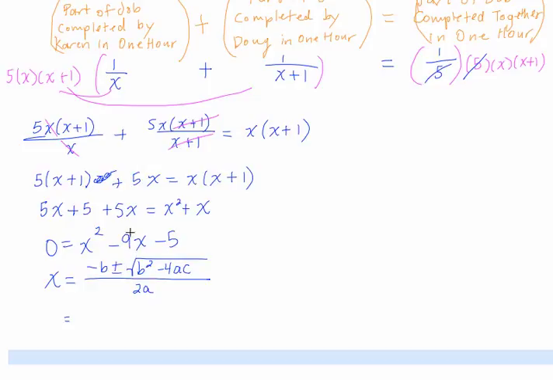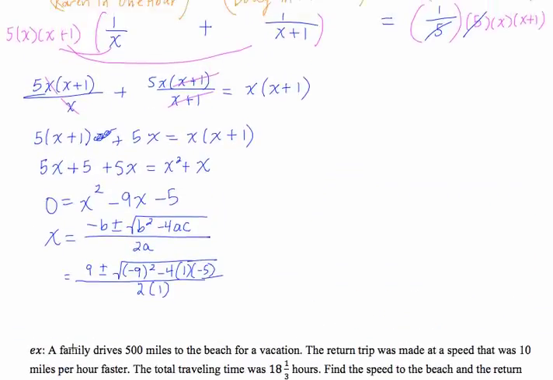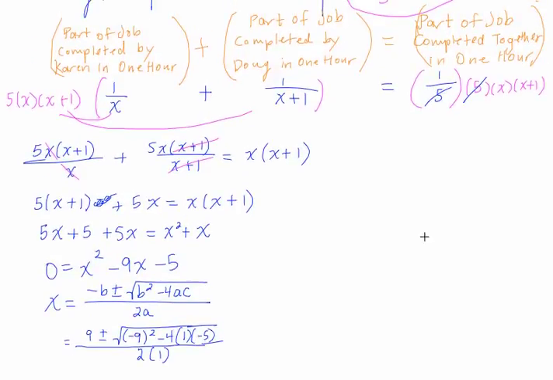Negative b. b is equal to negative 9, so negative b is positive 9, plus or minus the square root of b, which is negative 9, squared, minus 4 times a, which is 1, times c, which is negative 5, all over 2a, which is 2 times 1. And then from here we just simplify.